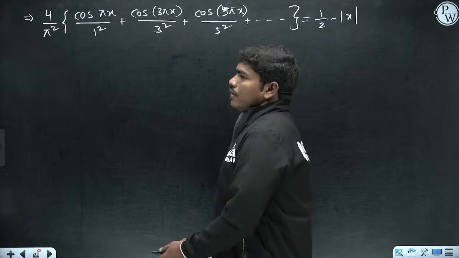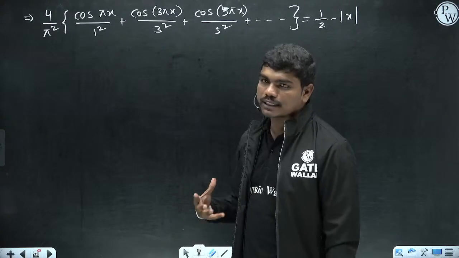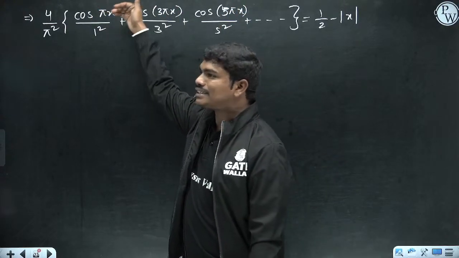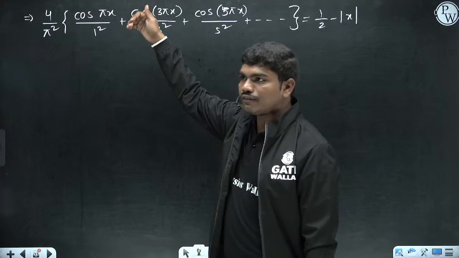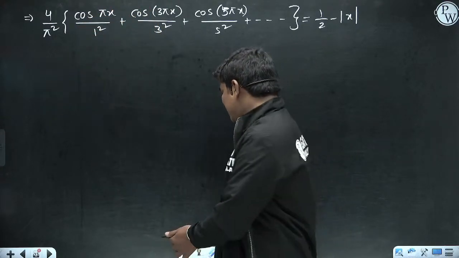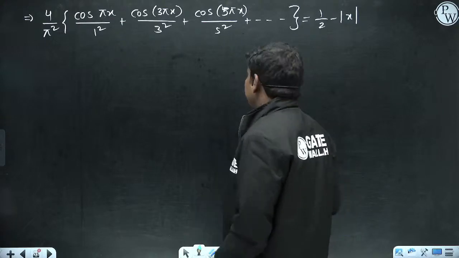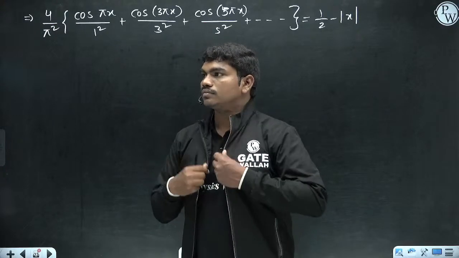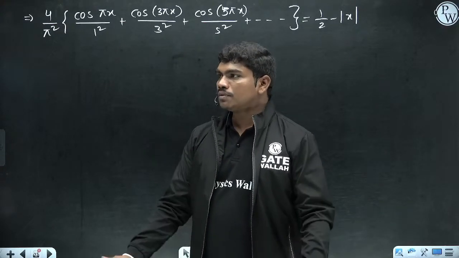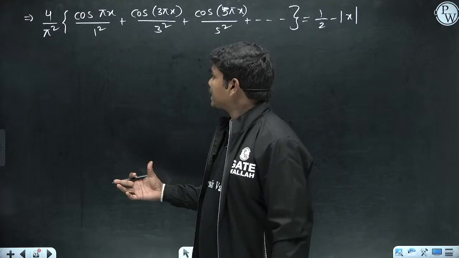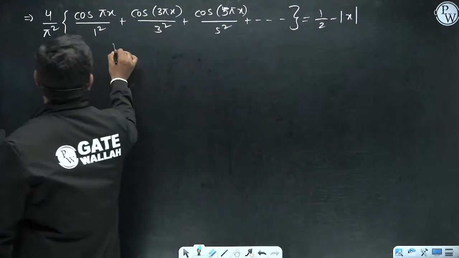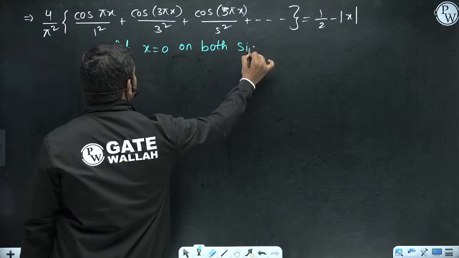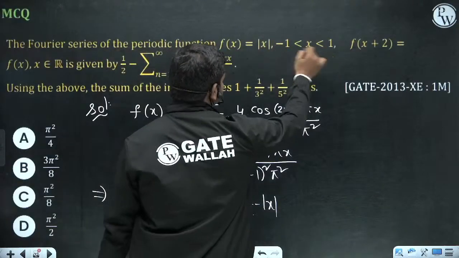Now what we need here is the expansion 1 by 1 square plus 1 by 3 square plus 1 by 5 square, correct? So all the cos terms in the numerator should be equal to 1, correct? If all the numerator terms have to be 1, then please suggest any value of x which can make all these terms 1. Zero, correct? If we put 0 in place of x, every term will become 1. So put x equal to 0 on both sides, and we can put x equal to 0 because this function is defined between minus 1 and 1. Okay, so we can put 0.